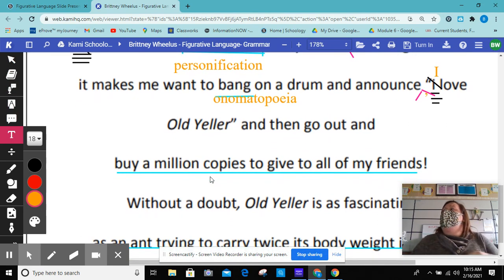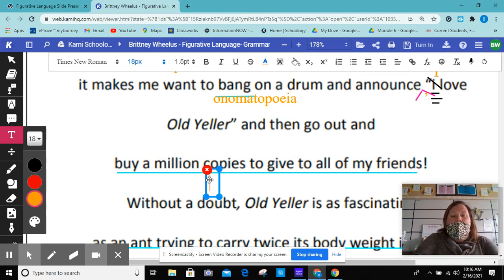All right, I want to buy 1 million copies to give all of my friends. It is exaggerating, okay? The figurative language that is an exaggeration is what? Hyperbole. I heard somebody trying to say it.